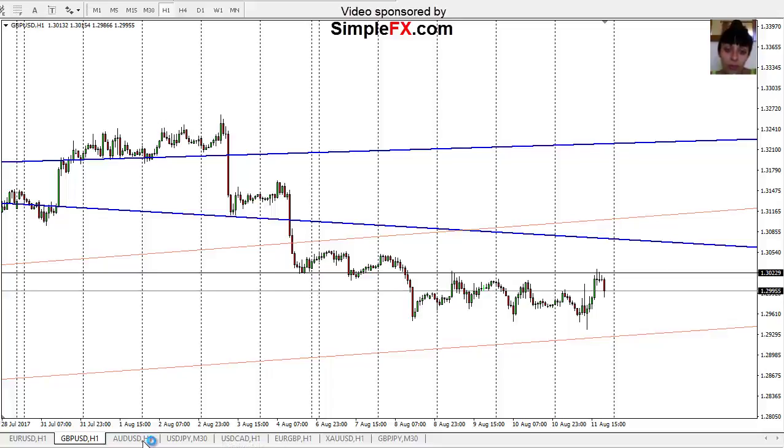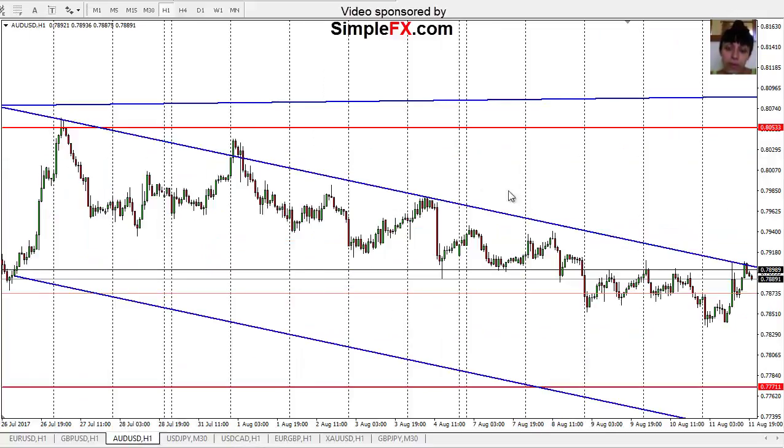So this is what's with pound dollar. Again, as I'm saying, both directions, still pending orders would have been for me, if I would see anything good.